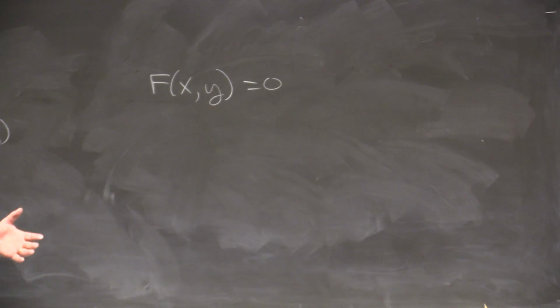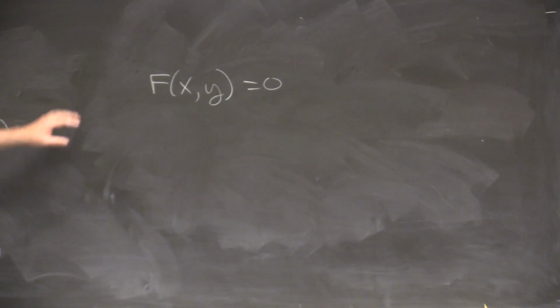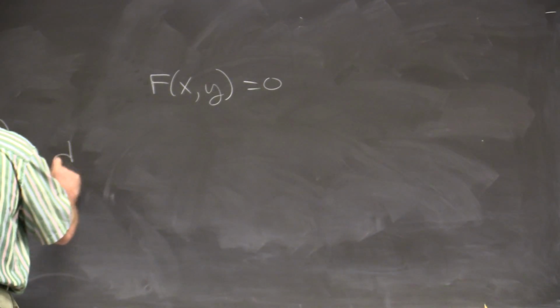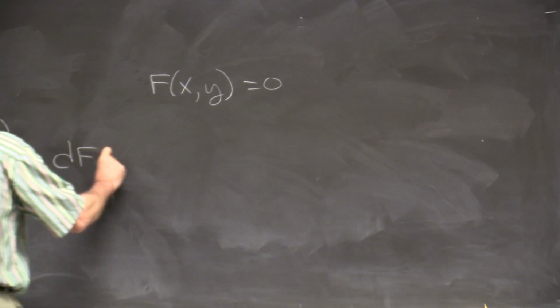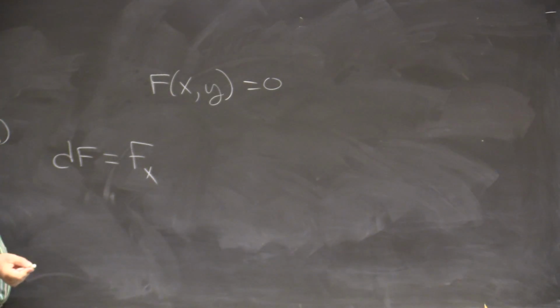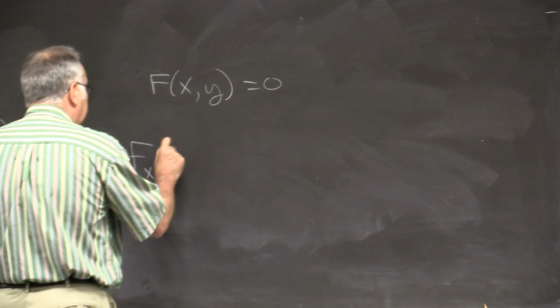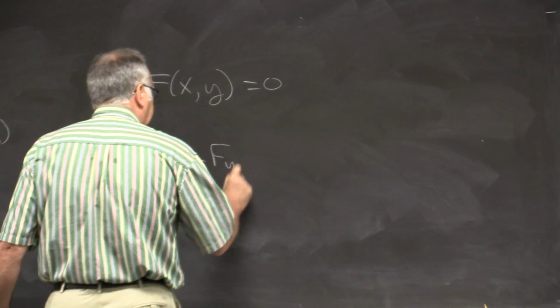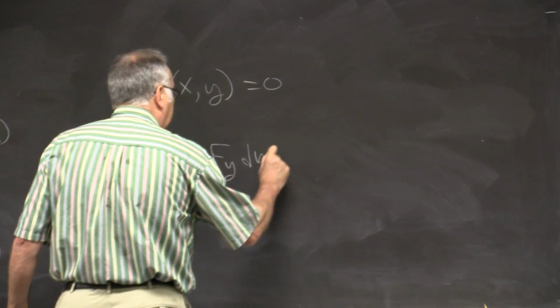Well, by definition, the total differential of capital F is the partial with respect to x times dx plus the same for y. The definition of the total differential of F is just this. Let me write it as F sub x, times dx, plus F sub y dy, equals 0.